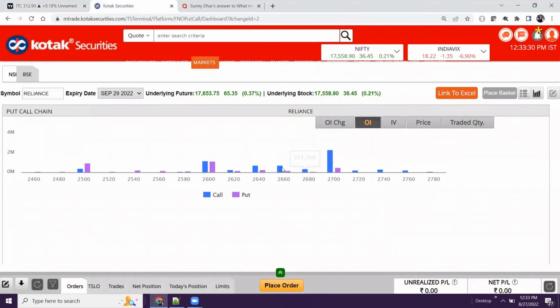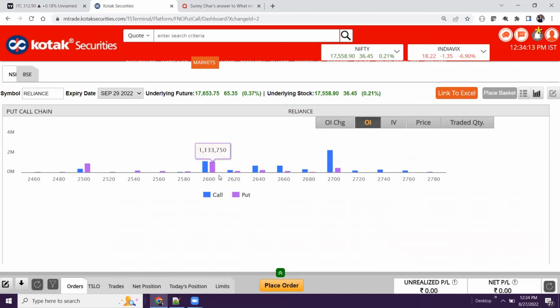Suppose this is an option chain for Reliance, and you see this blue, this is the call. It shows us that 2700 has the highest call option data, and on the put side you can see 2600 has the highest data. So what it indicates is that on 2700 the maximum calls are short. So we have to find the highest one. As per this data, 2700 is the resistance and 2600 is the support.